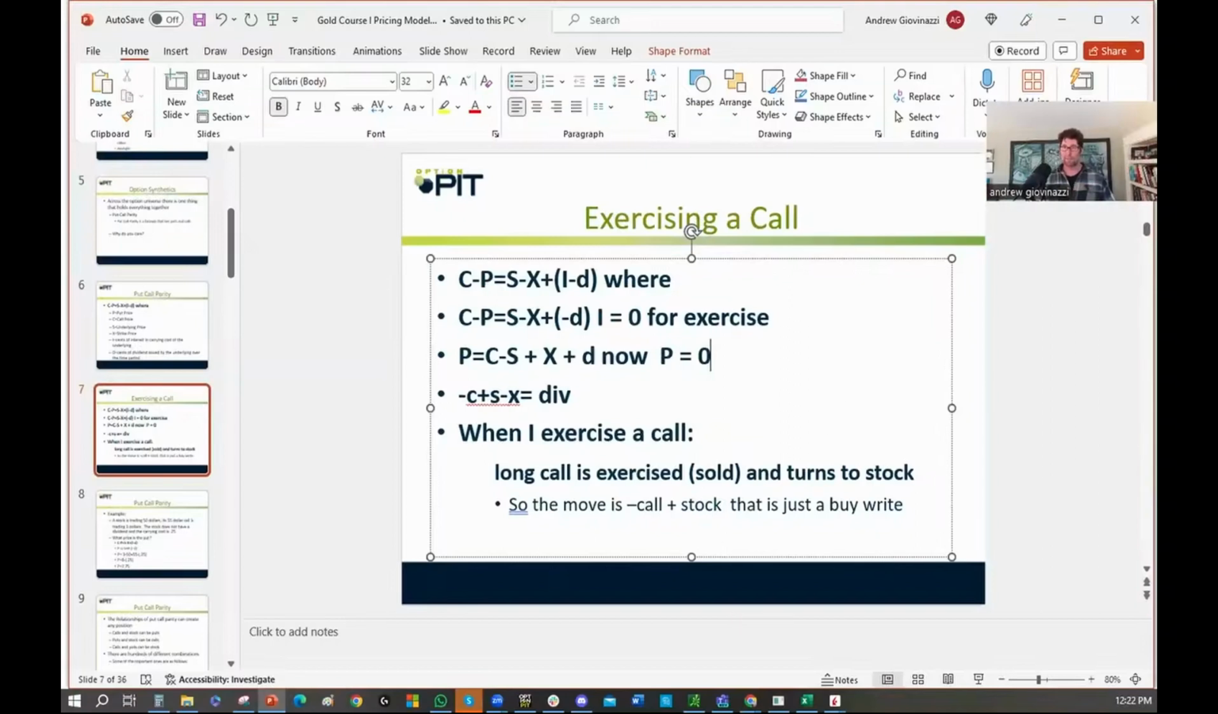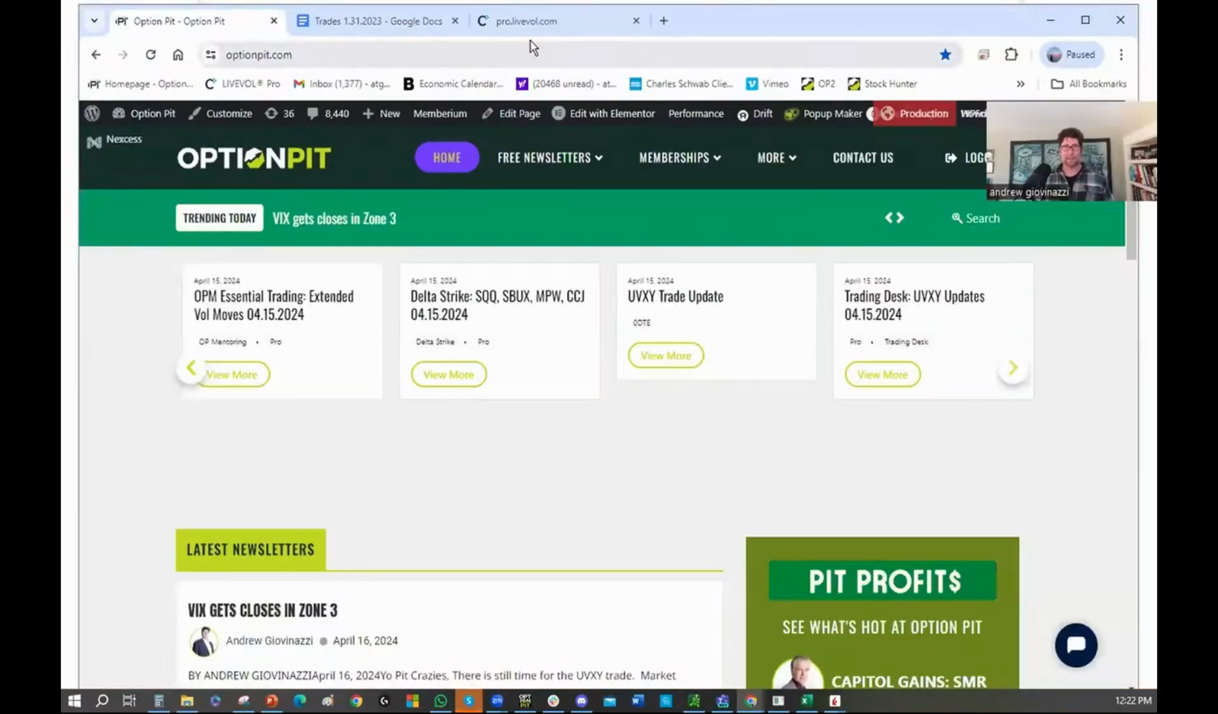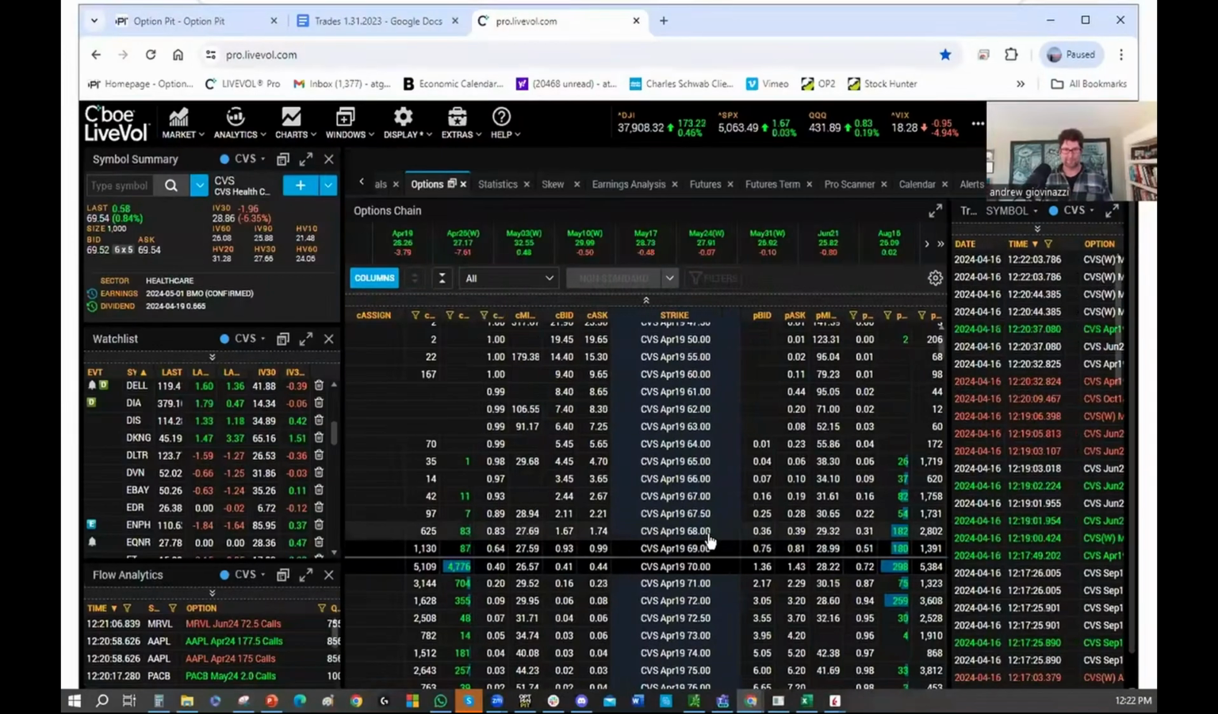So that's why they're going to exercise on XD. Now I'll give you an example of why this is. So here's a stock I have here, CVS, and the stock goes XD on the 19th, which means if I'm long calls, I have to exercise them on the 18th. So I'm long the stock on the morning of the 19th on the open. You have to have the stock in your account to collect the dividend.